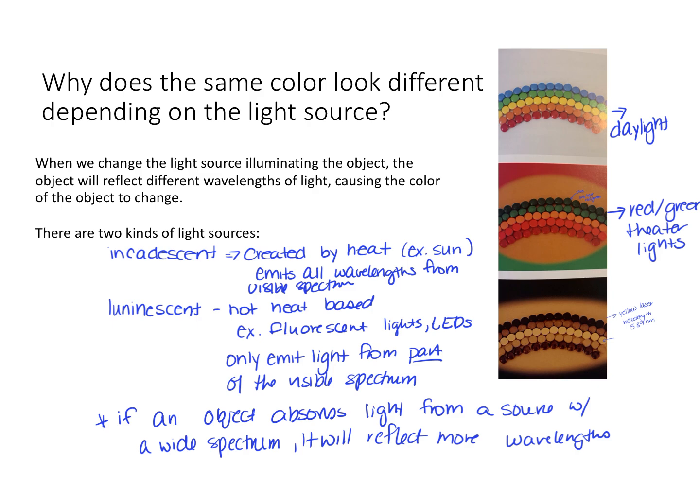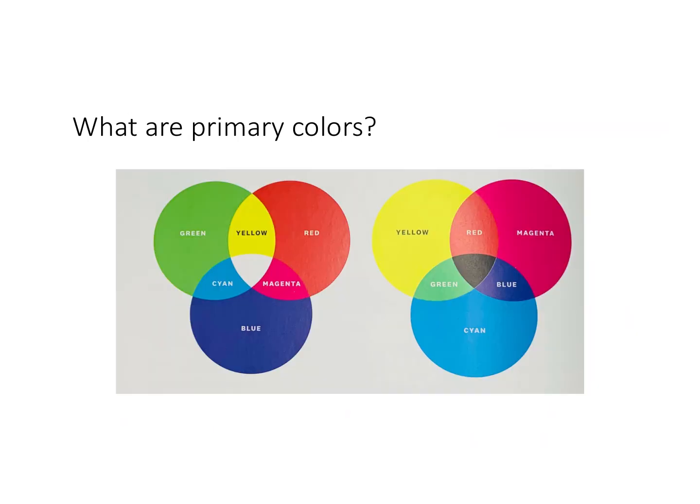Now, so what are our primary colors? When we talk about colors, what are the primary colors? A primary color is just a set of colors that when combined produce a wide range of other colors.